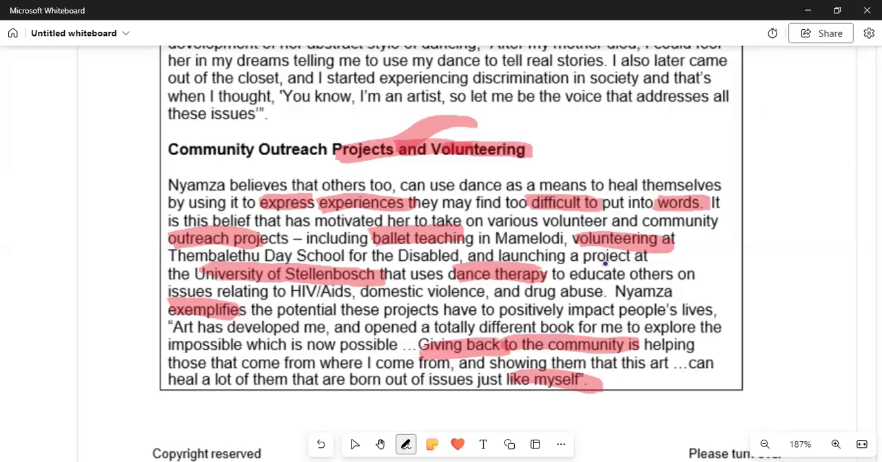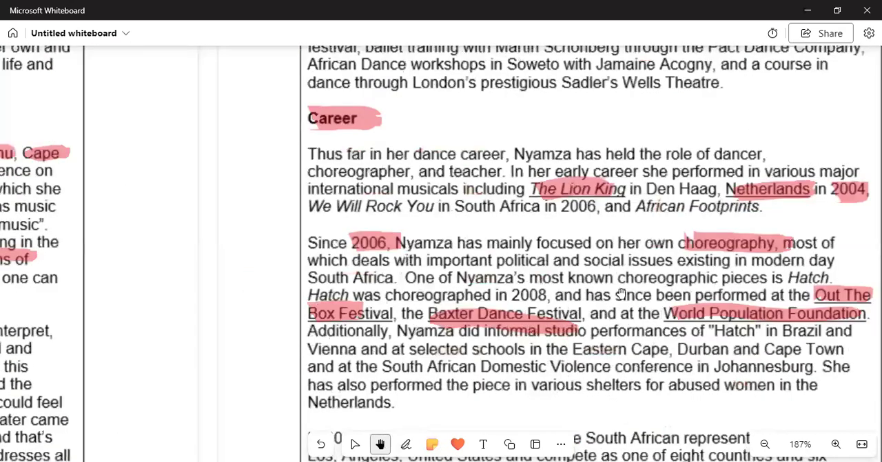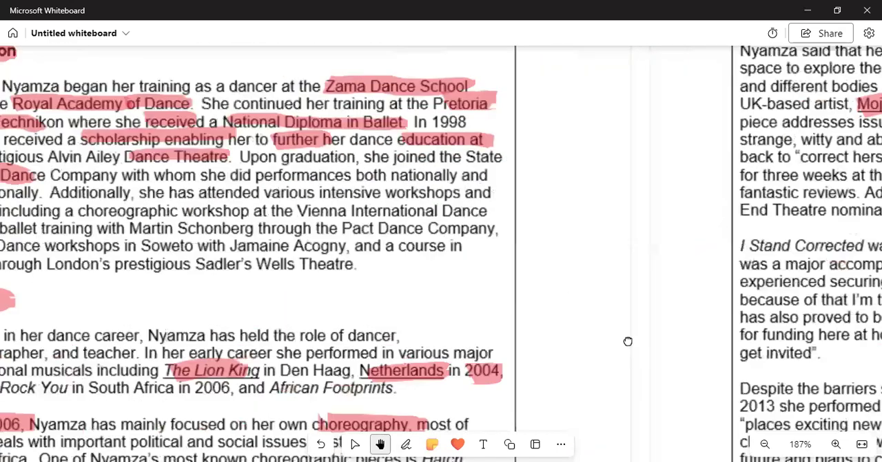Art has developed me and opened a totally different book for me, giving back to the communities, helping those that come from where I come from, and showing them that this is art, out of issues, just like myself. All right. So we can see this is a sad reality and a sad story.